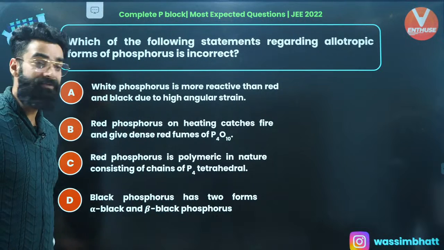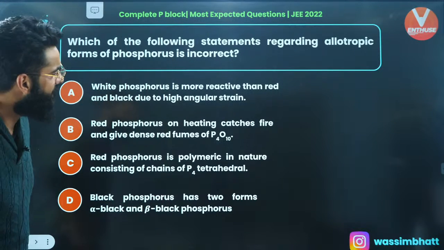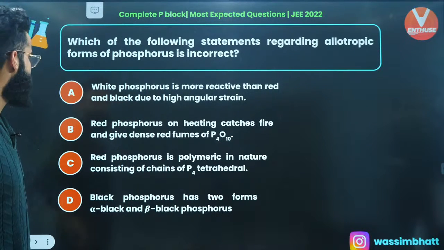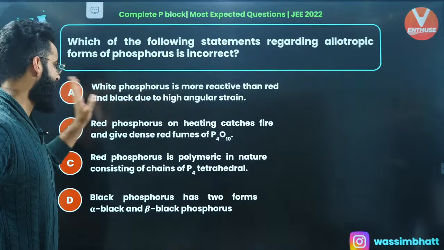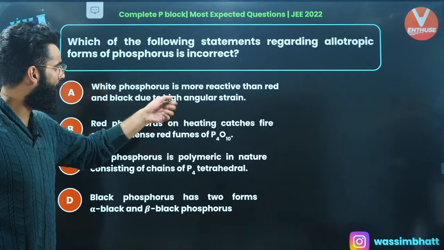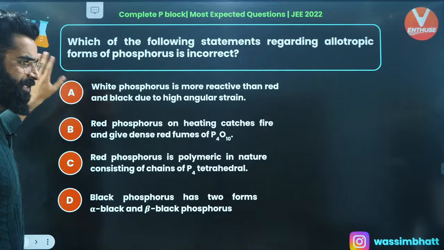Again, a very common question. Which of the following statements regarding allotropic forms of phosphorus is incorrect? White phosphorus is more reactive than red and black due to high angular strain. Yes, perfectly correct. Option A is perfectly correct.